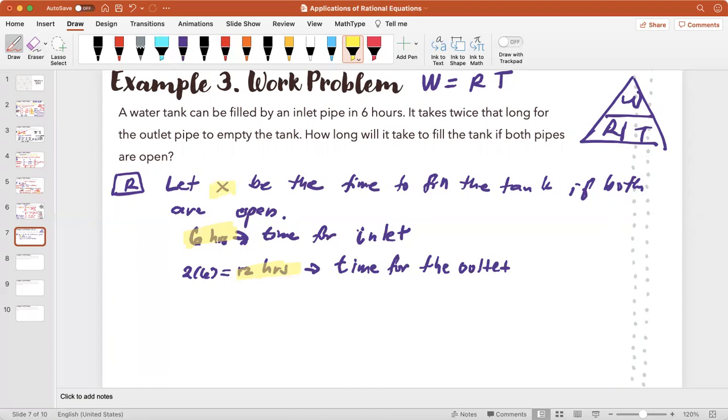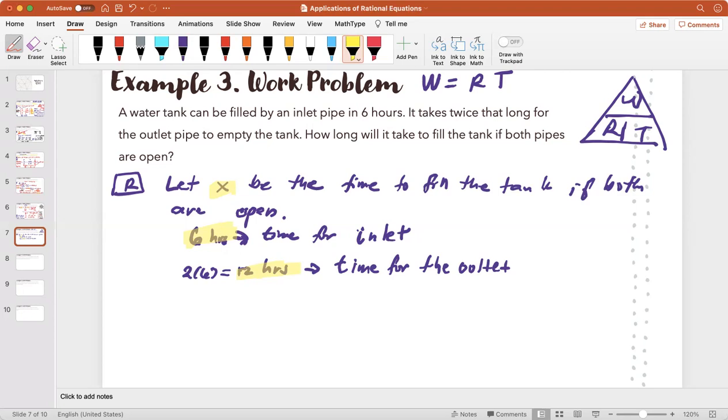If the inlet pipe is open alone, it can fill the tank in 6 hours. With 12 hours, this is the time it takes for the outlet to drain the tank if it's full. So there's an inlet pipe that's filling the tank, and an outlet pipe that's draining the tank. And then we have x here. It's the time for both the inlet and the outlet pipe. If both of them are open, it takes x hours before the tank is filled, 100%.